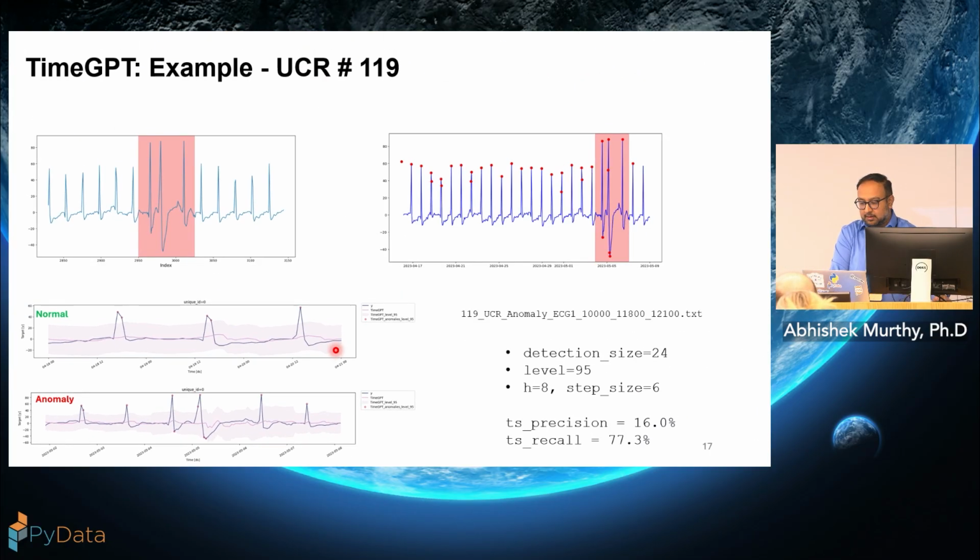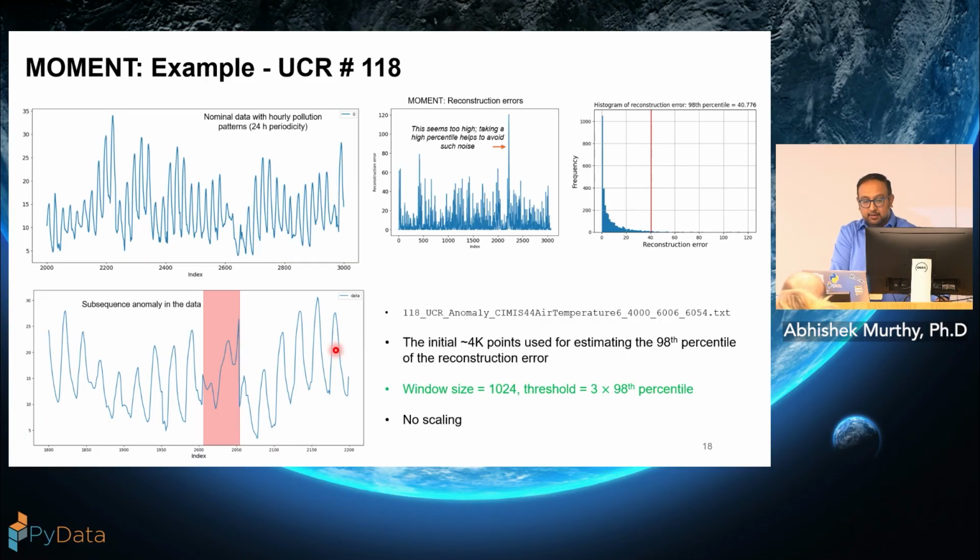And Moment, on the other hand, is very interesting. So this is the same data set, and this is the anomaly that we talked about. These are the reconstruction errors of the autoencoder based approach from Moment that I talked about. And what we do is we look at the 98th percentile of the reconstruction error and multiply it by 3, right? So if I see a data point that I'm able to reconstruct so poorly that the error is 3 times the 98th percentile that I saw on nominal data, I think that's reasonable to say that it's anomalous. That's the approach that we are taking.